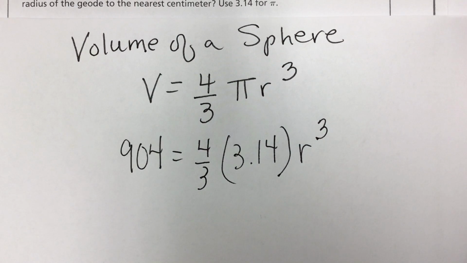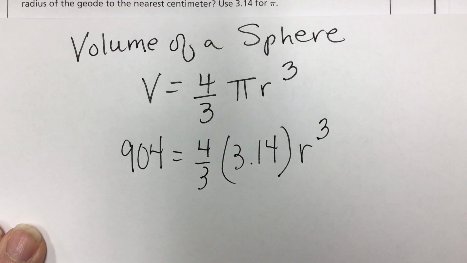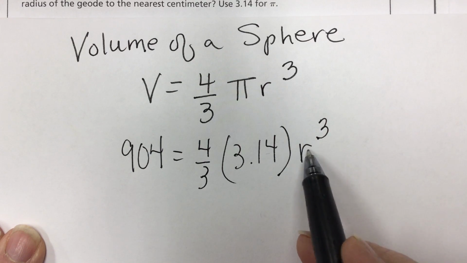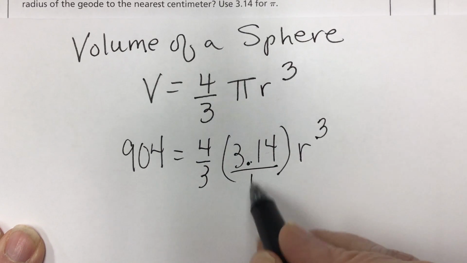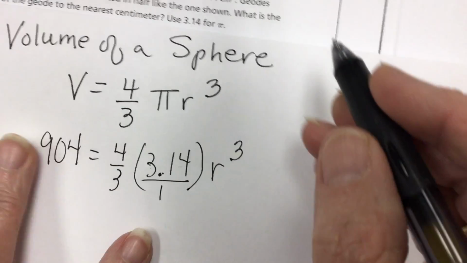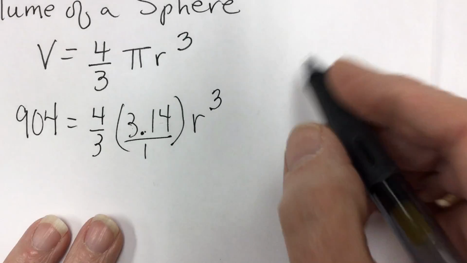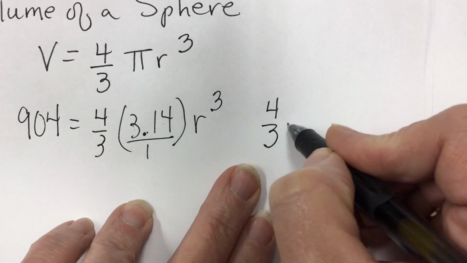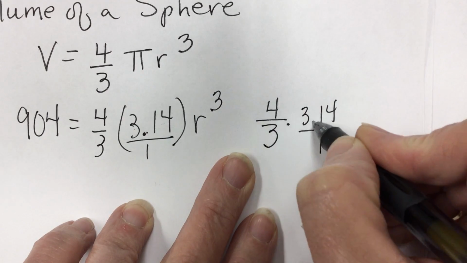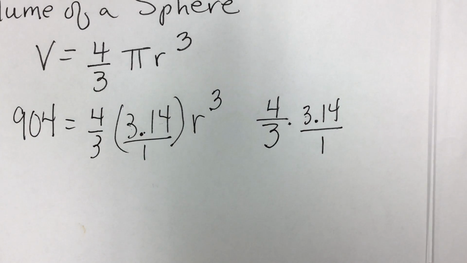What is the radius? The first thing I'll need to do is multiply the numbers on the right side where the r is. So I have 4/3 times 3.14 over 1. Multiplying fractions, let's just multiply straight across.